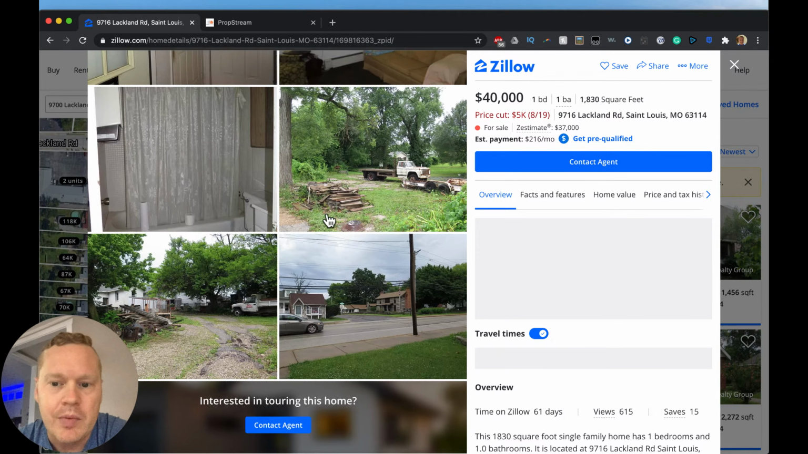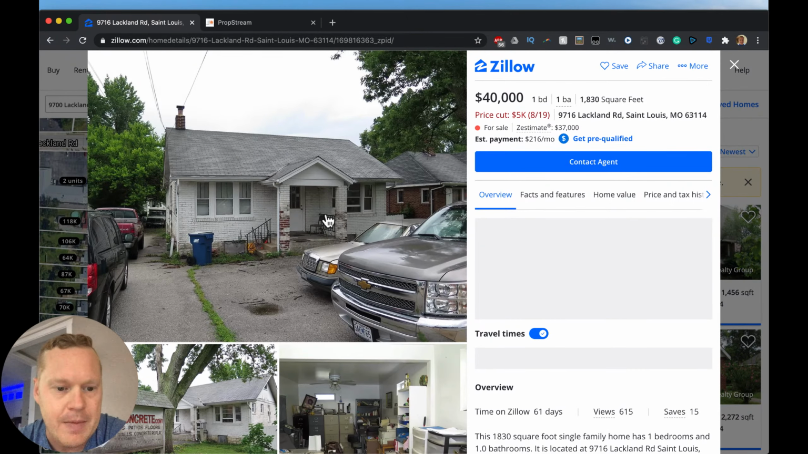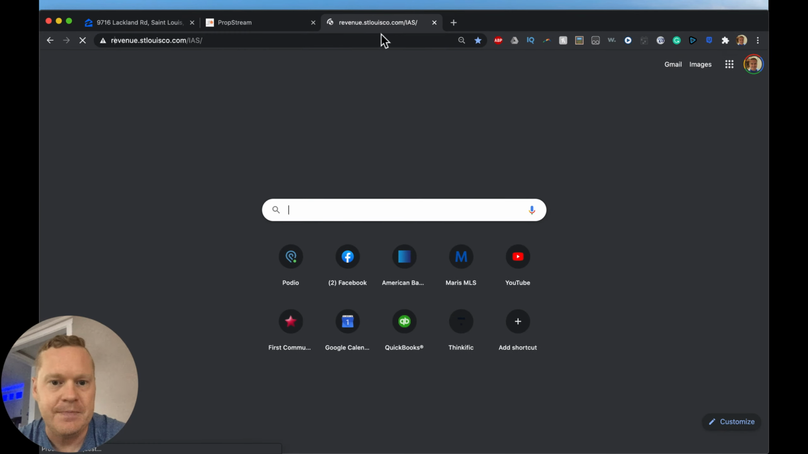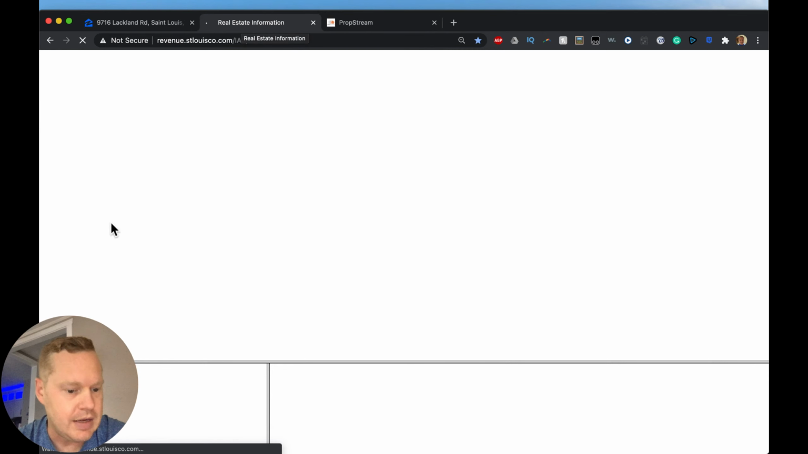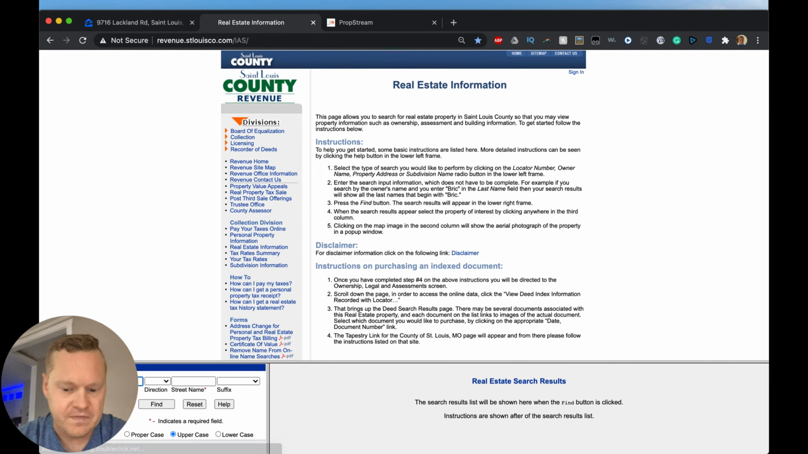So, okay, how do we run comps on these? First off, you've got to have good data on the property. So what do I mean by that? I mean, on this one, 9716 Lackland, it's telling me this is 1,800 square foot. I do not believe that. So first off, I'm going to go to my county website, and I'm going to search for this property to find out if I can find a little bit more information about it.